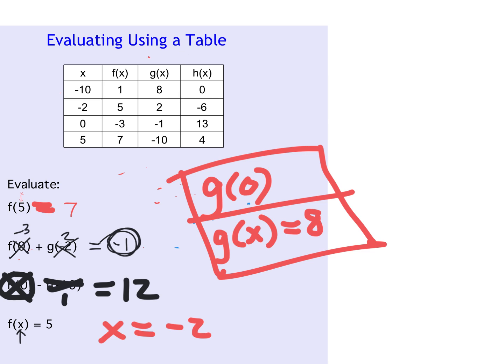First, talk to the kid next to you about what's g of 0. Just talk to the kid next to you. What's g of 0 is the question. Yeah, that's what I got.